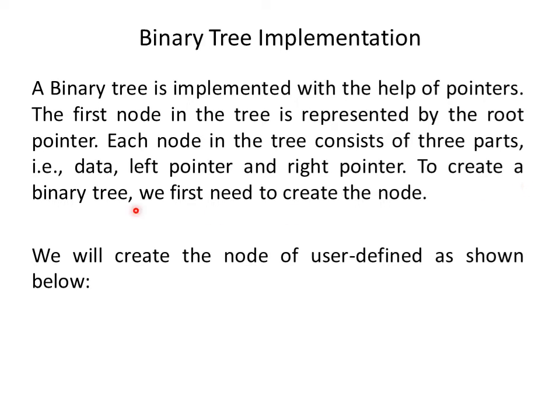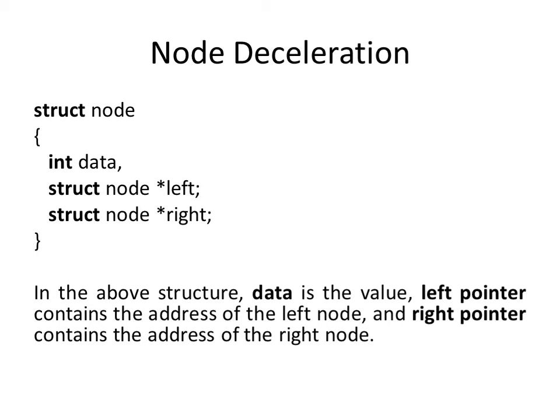To create a binary tree, we first need to create a node. As I said, first we should create a node. Now let us see how the node is created. In previous slides and previous sessions, I have explained how nodes are created, but still I am going to explain how it is declared. I think now you understand or you can remember this function.